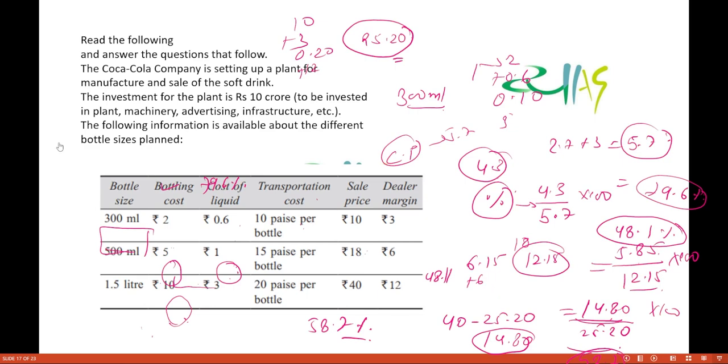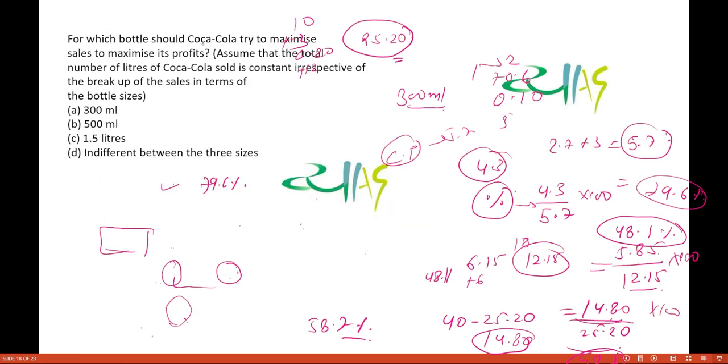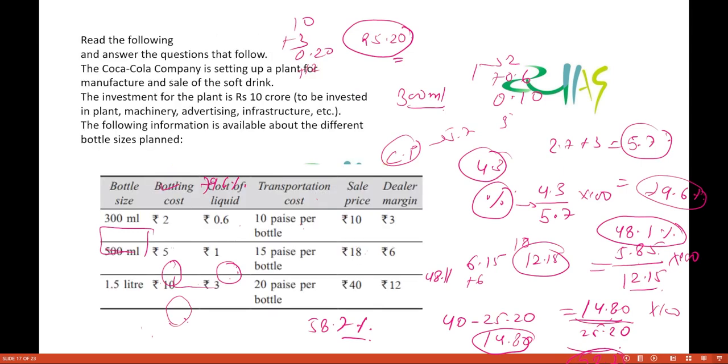Fine. Now let us see what the question is asking. Okay, so for which bottle should Coca-Cola try to maximize its sales to maximize its profit? Assume that the total number of liters of Coca-Cola sold is constant irrespective of the breakup of the sales in terms of bottle sizes. Okay, so because the total Coca-Cola sale is to be constant, now in 300 ml when you are selling, you are getting almost 80% profit. When you are selling 500 ml, your profit percentage decreases, and when you are selling 1.5 liter, your profit percent increases. So obviously you will sell majorly 300 ml bottles. Okay, so this is it.